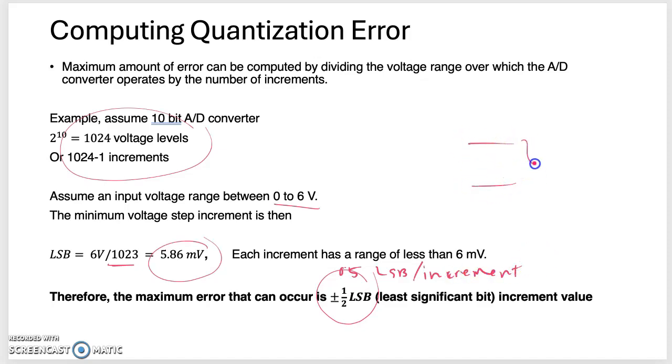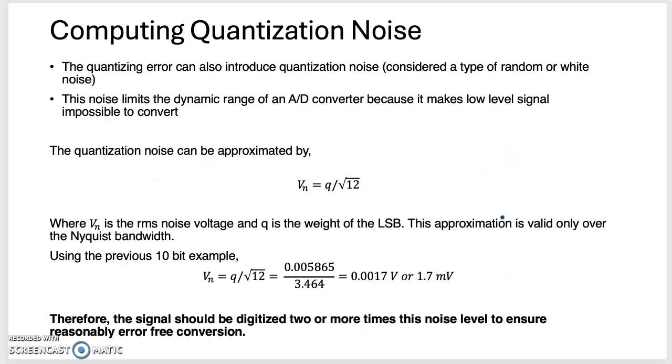So between these levels, the increment is 5.86 millivolts. The maximum error that you can introduce would be half of this, because if the point is here, you're basically giving 0.5 error. If it is here, the maximum that you can give is 0.5 error. So half of the increment will be your maximum error.